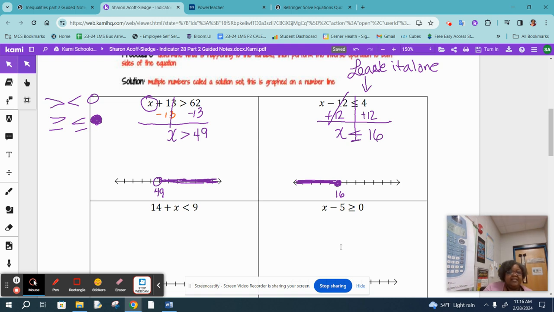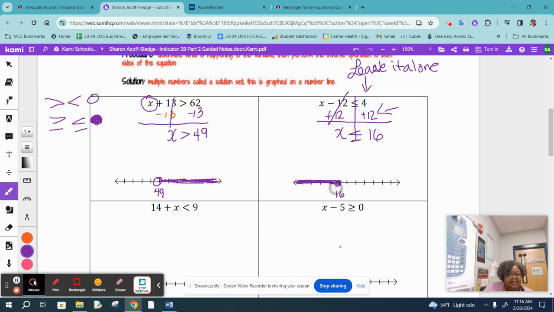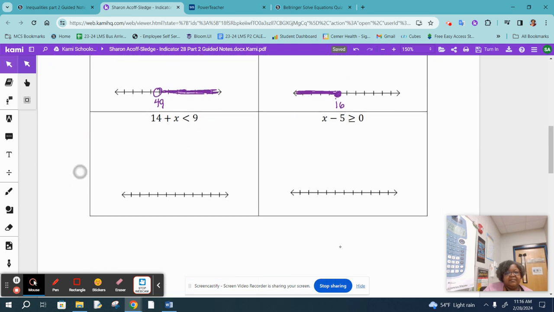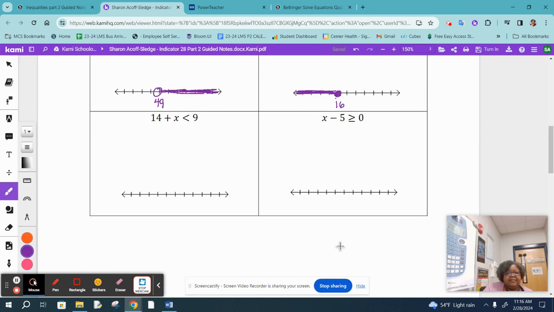So on the test, I'm looking at this and I'm looking at this. Okay, what's going on here? What do I need to do to undo this? This 14, is that a plus or a minus? It's a plus, so I need to minus. If you see no sign in front of it, it is a plus, okay?